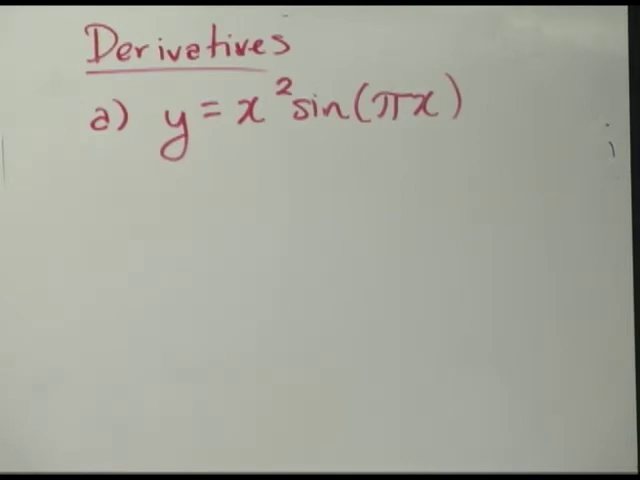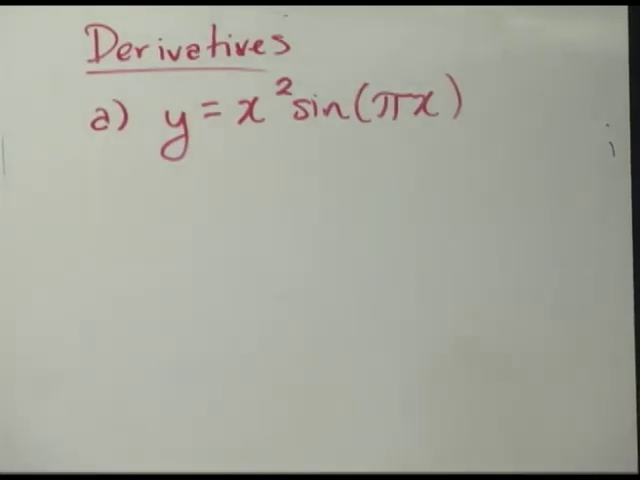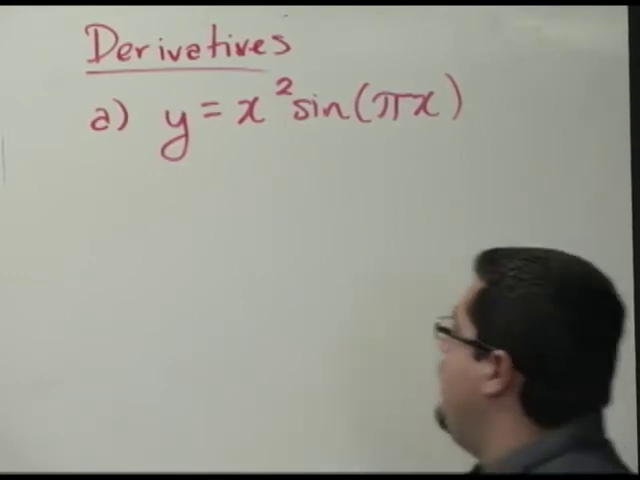There's a few rules involved here, right? Can you guys name a few? Chain rule, okay. What's another one? Product rule. Yeah, so there's a combination of the product rule and the chain rule. All right, so let's give it a go.